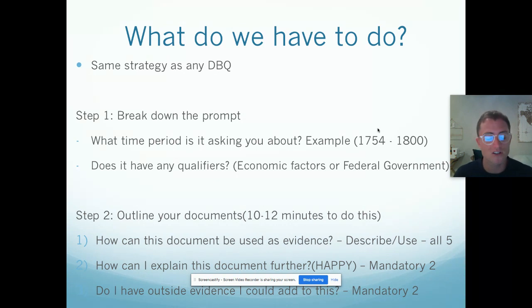Second thing, if it has qualifiers in there, if it mentions economic factors, you've got to talk about economic factors. Make sure you talk about the economy. Or if it says federal government, actions by the federal government, then don't start talking about state governments, right? It's asking federal government. You have to address the prompt. That's very, very important. Next, you've got to outline your documents.